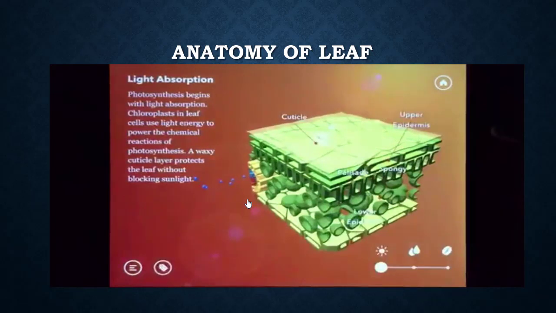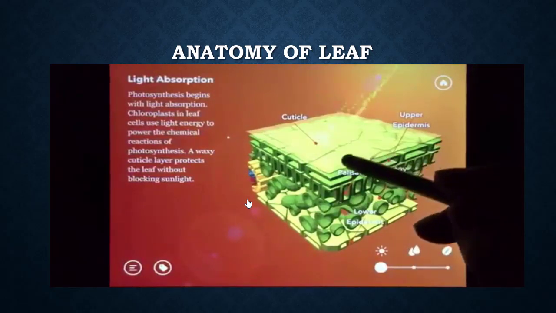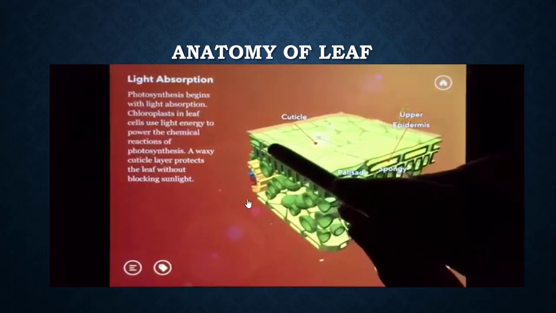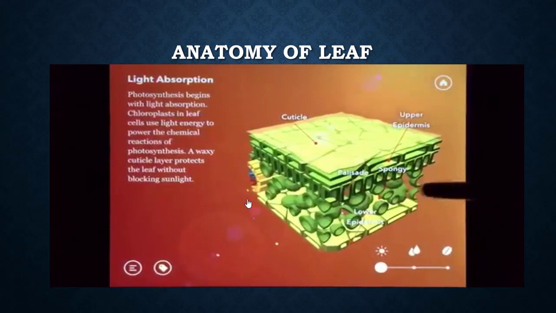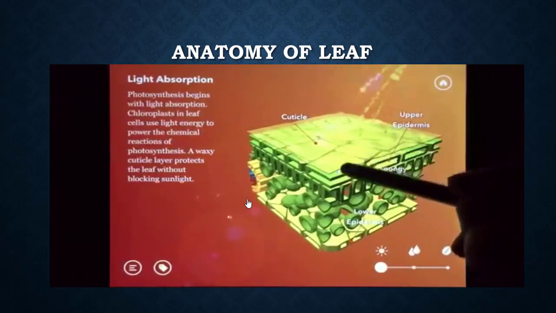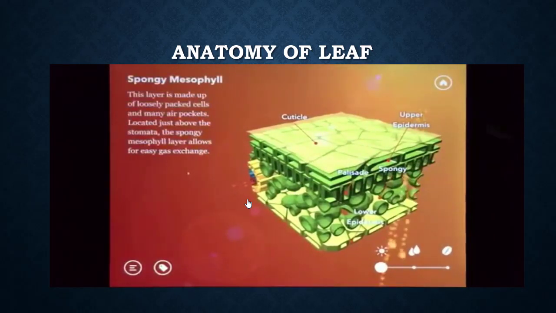Now if you see, the cuticle and upper epidermal cells are absorbing the light, then you see there is a spongy layer below it. But before that, we are talking about the absorption of light, how light is absorbed. This upper part of the leaf does not block sunlight. It absorbs all the sunlight. It does not block it. Okay. And this gives the chemical reaction. This forms the chemical reaction of photosynthesis.